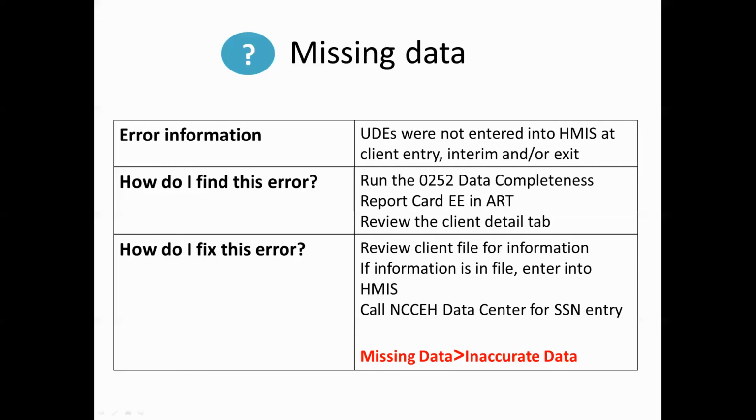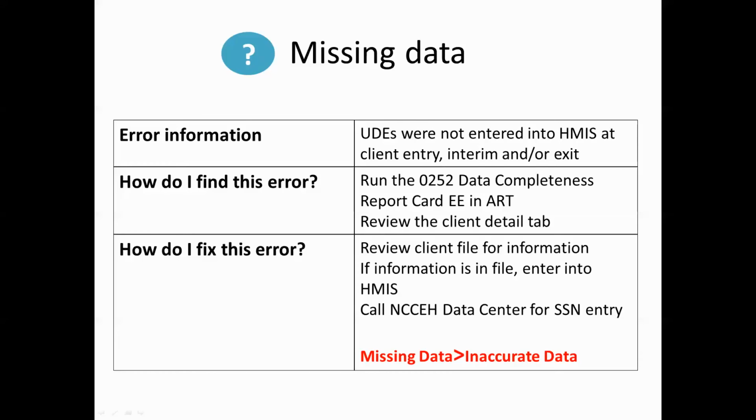A big red flag for HUD is the rate of missing data. This happens when UDEs are not entered into HMIS at the appropriate data collection points. You can find missing data by running the 0252 Data Completeness Report Card in ART and reviewing the data on the Client Detail tab. To fix this error, you will need to review the client file for information, or if you still have contact with the client, you can ask the client.